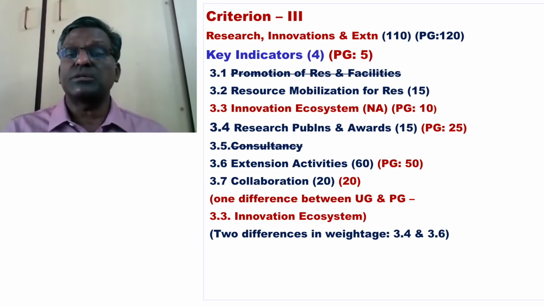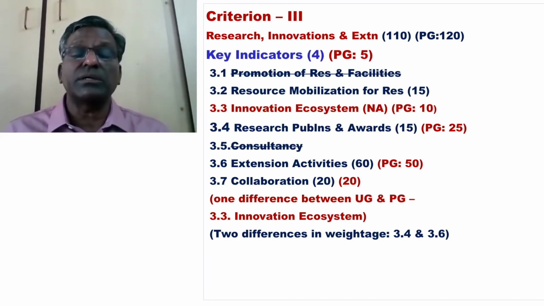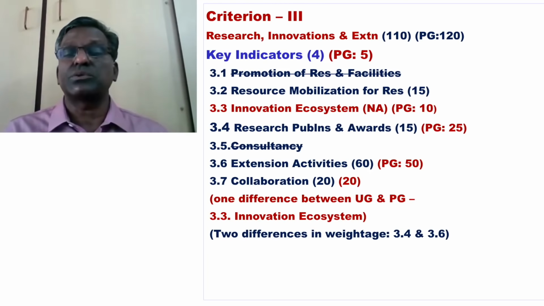An undergraduate college is not expected to do higher order research, whereas universities are supposed to do good, quality research. So therefore, this differential treatment. So criterion 3 is research, innovations, and extension.